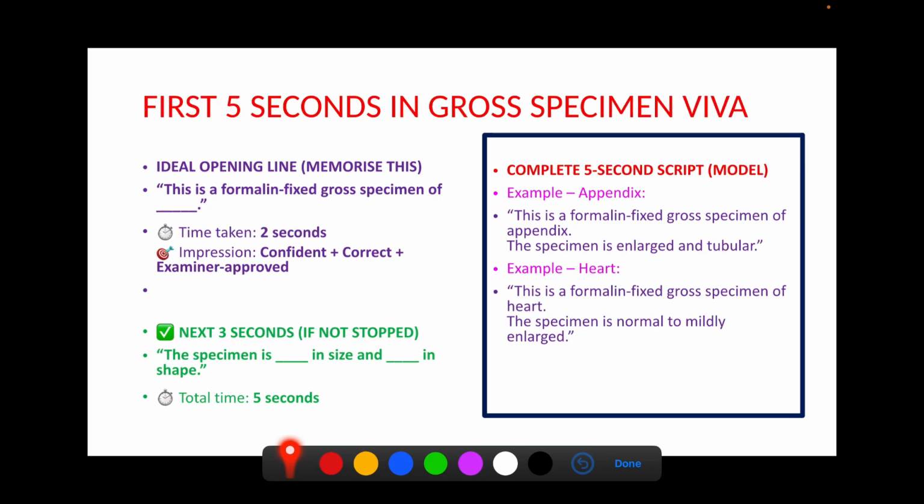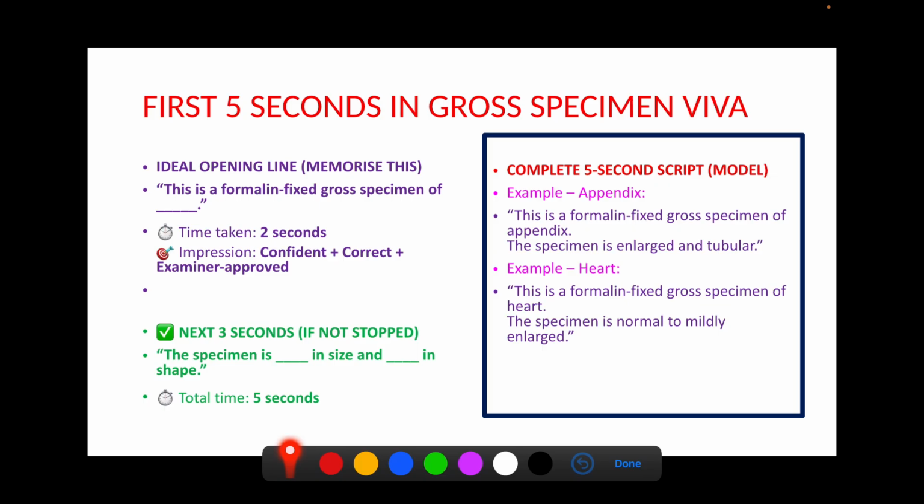So let's begin with the first 5-second rule in gross specimen viva. The ideal opening line, as we have discussed, is: this is a formalin fixed gross specimen of. This will take 2 seconds. It gives the impression that you are confident, you are correct and examiner approved. Now in the next 3 seconds, if you are not stopped, say the specimen is this by this in size and this in shape. So the total will be 5 seconds.